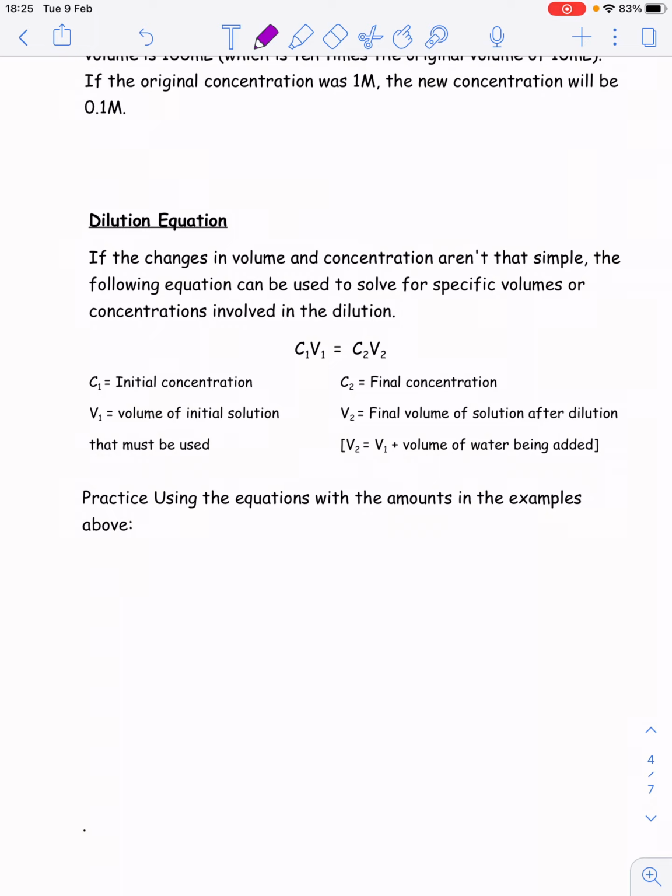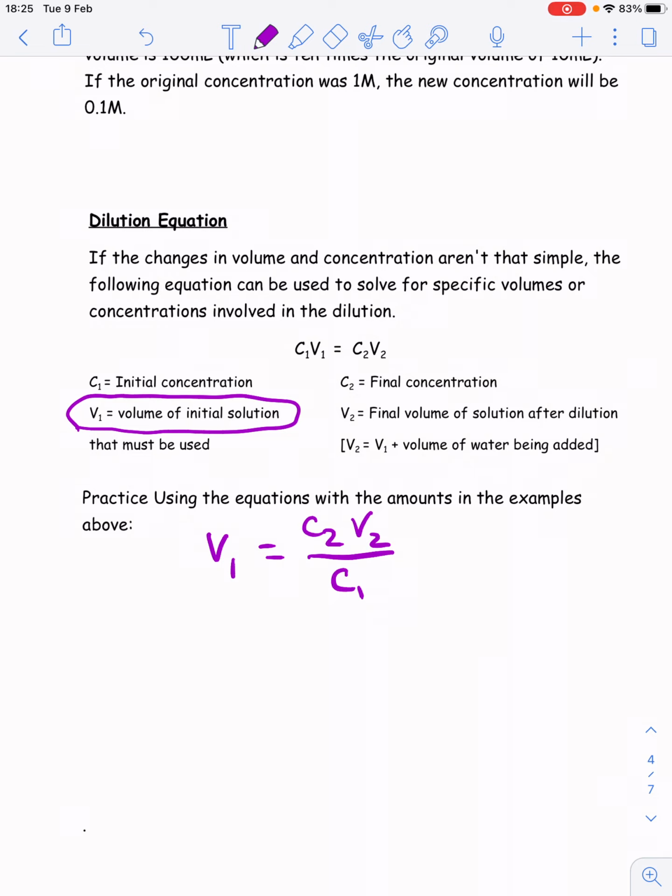So the first thing I would do is rearrange this equation to get V1 by itself. To do that, I need to divide both sides by C1, and that turns the equation into this. So what this tells me is what volume, V1, of the starting solution, the higher concentration one, do I need to make a new volume and a new concentration that's lower by adding water. Let me walk you through what all that means with some examples.